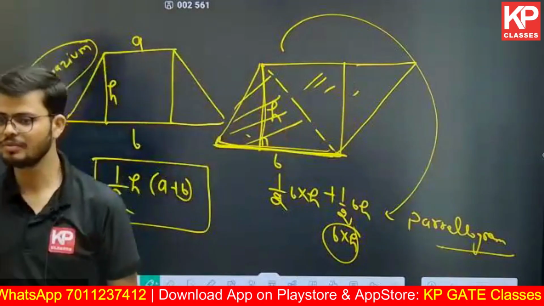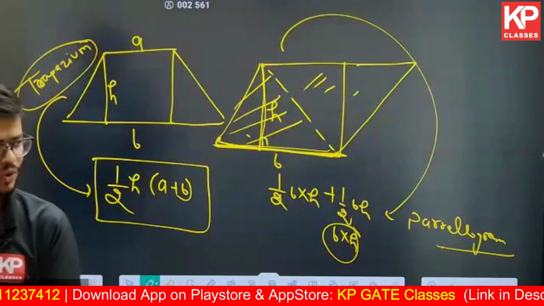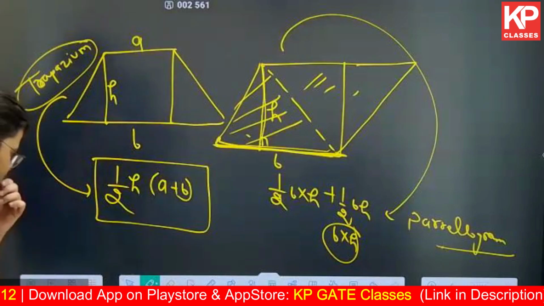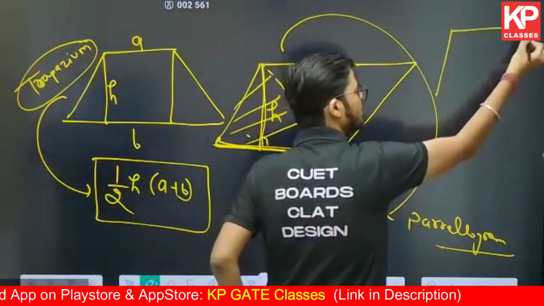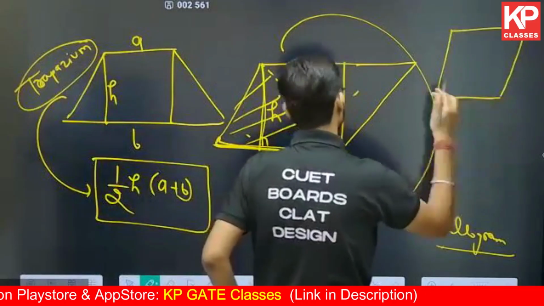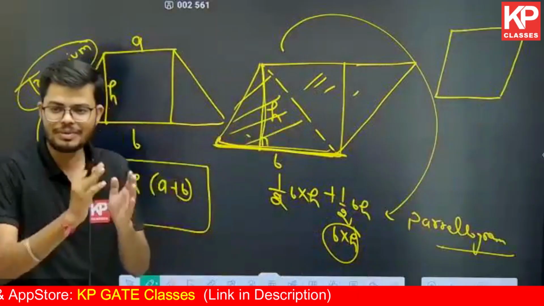This is the area in case of a parallelogram. Then after that, there is one more figure that is called a rhombus. Now, in case of a rhombus, what is the property? Rhombus is also a kind of parallelogram. The difference between them is what?